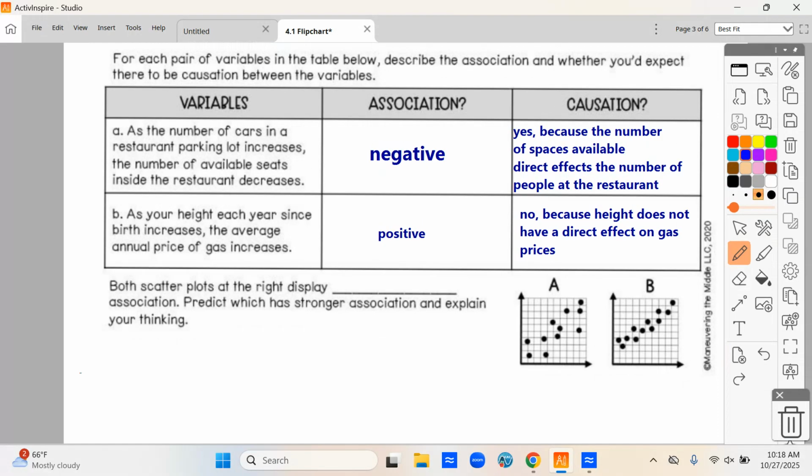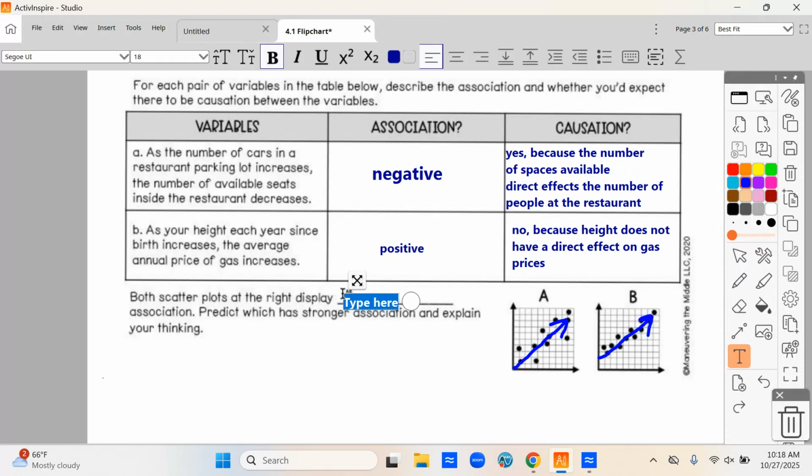Now, both scatter plots on the right display what type of association? Well, when we look at these and look at the trend or the direction that it's going up from left to right, we would call this a positive association. When we go to predict which one is stronger, I'm looking at the points, and I'm going to go ahead and predict that B is stronger because the points are closer together.